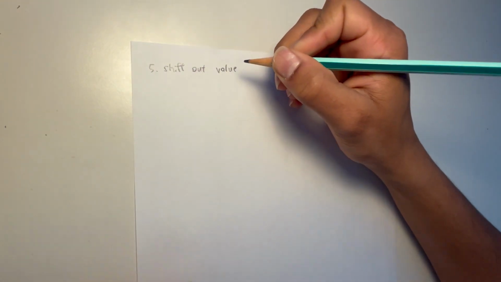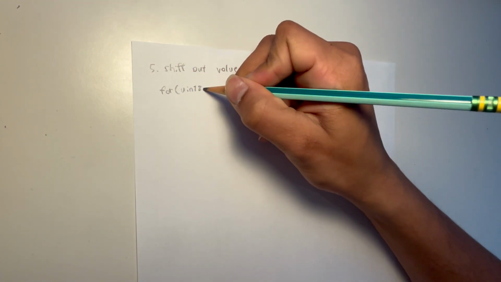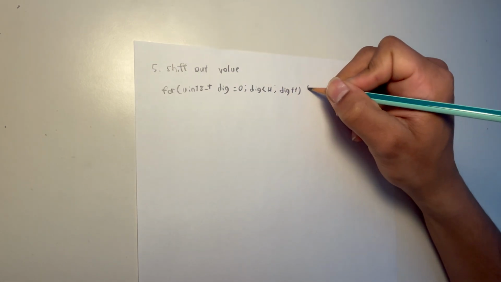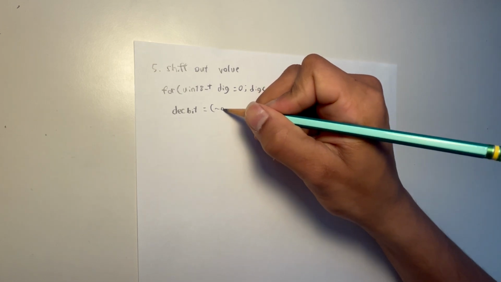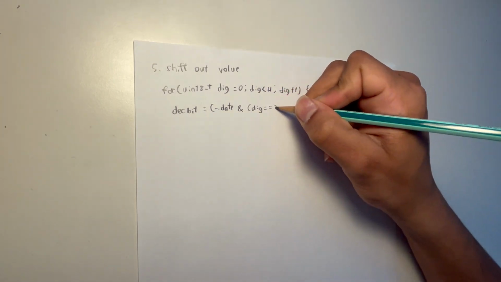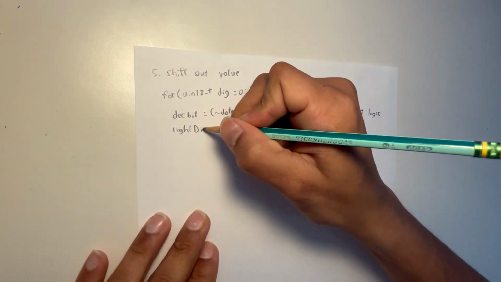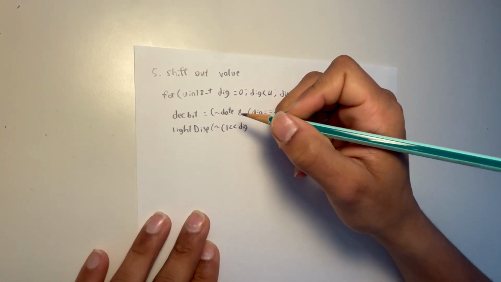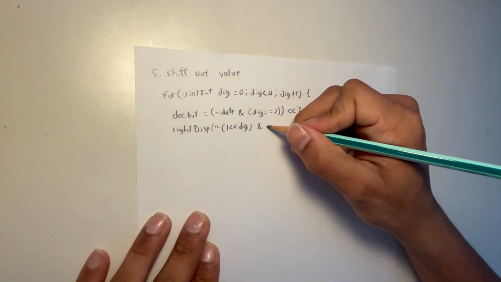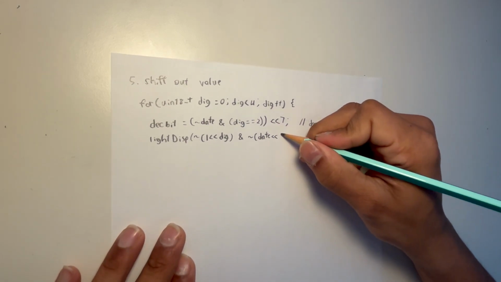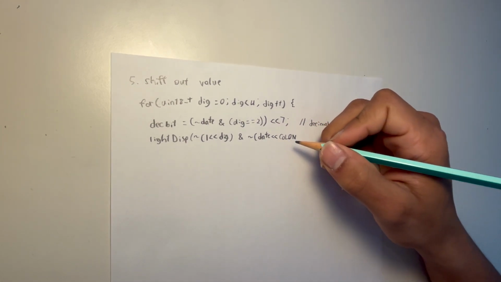With the data in the buffer, the correct values are written to the shift registers using a for loop which runs through an iteration for each digit. First, dec bit, which controls the decimal on bit 7, is activated if date is 0 and dig is 2. Next, the cathodes and anodes are shifted out using the light disp function. The anode is simply the digit, or 1 shifted left dig times, and compared to the date to disable the colon when showing the date.